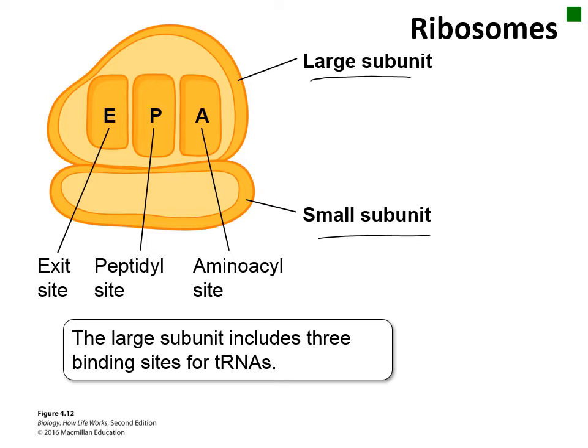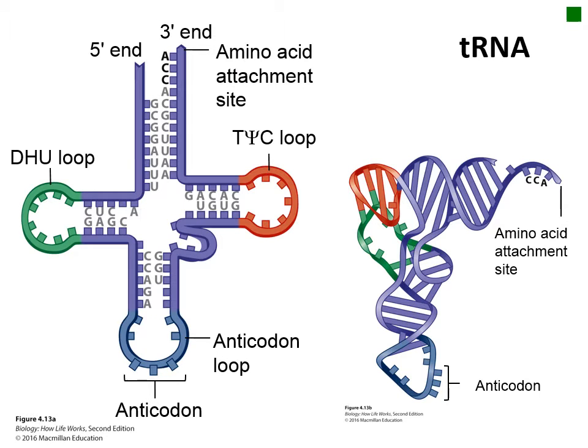The large subunit of the ribosome includes three pockets which provide binding sites for molecules of transfer RNA, as we will see when we look at the mechanism of translation. These sites are called the A site, or aminoacyl site, the P site, or peptidyl site, and the E site, or exit site.